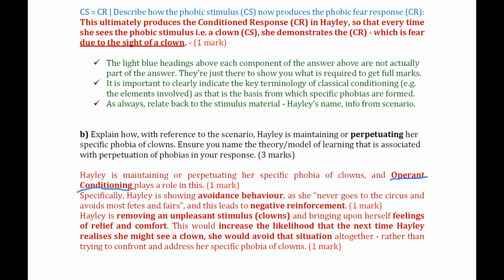Okay, specifically Hayley is showing avoidance behavior. So it says in the scenario, she never goes to the circus and she avoids most fetes and fairs. So that's a clear, textbook example of avoidance behavior. And this leads to negative reinforcement. Okay, so that's the 1 mark there. And now the remaining 1 mark for this question comes from you unpacking what negative reinforcement means and how it is going to influence her future behavior around her phobic stimulus. So Hayley is removing an unpleasant stimulus, which is clowns, and bringing upon herself feelings of relief and comfort.